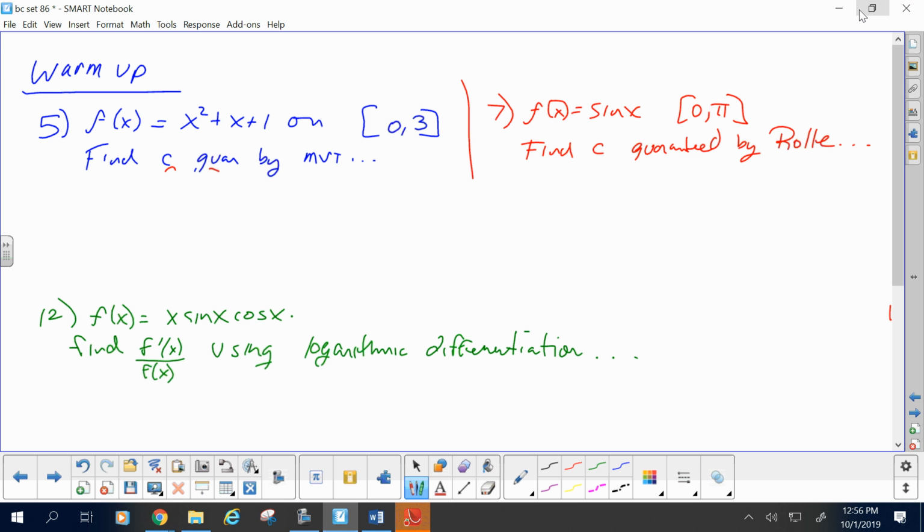You must meet the conditions for the theorem. So you must say f is continuous on the closed and differentiable on the open.